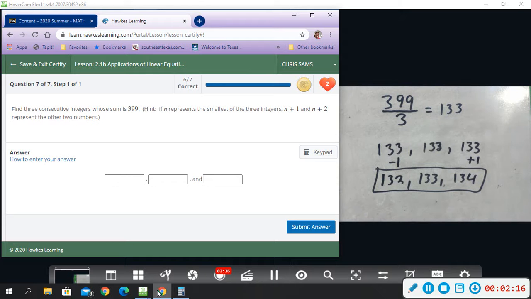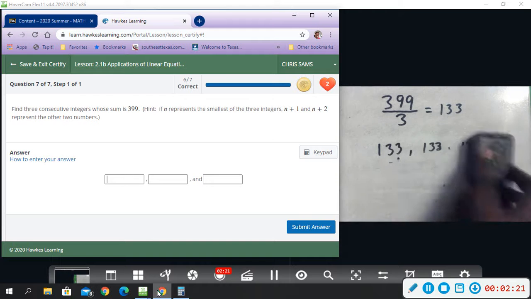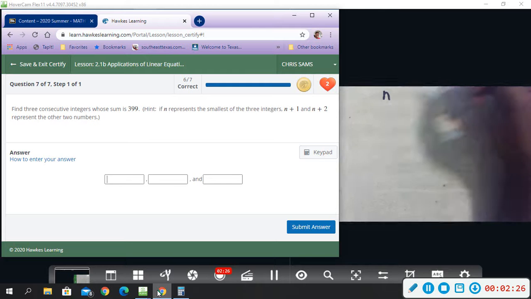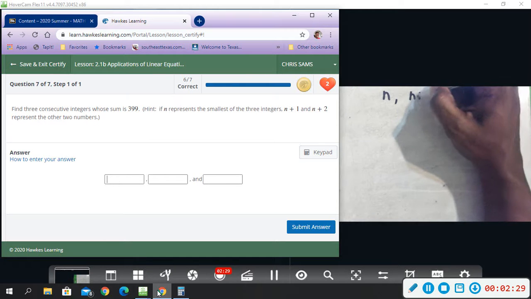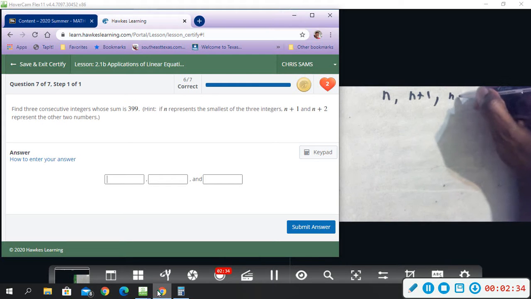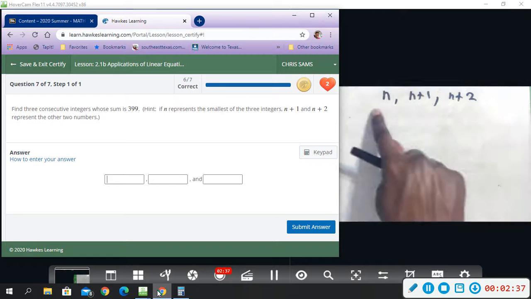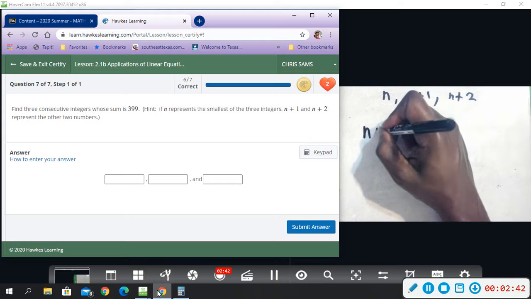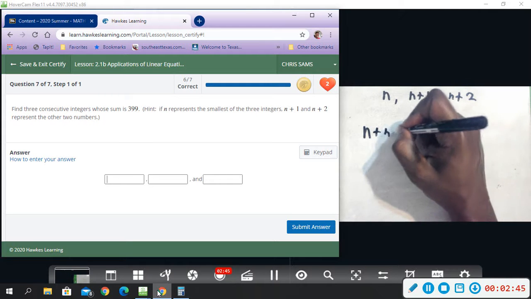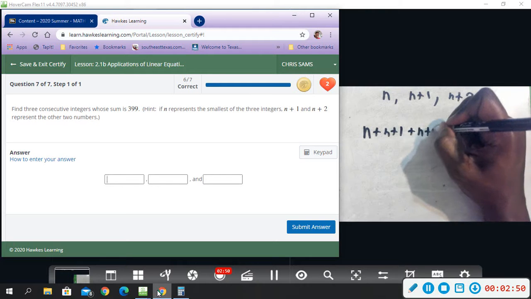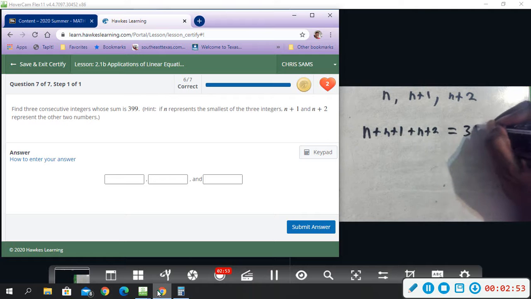The other way that the computer is suggesting is to solve an equation. So you would say one number is n. The next number is 1 more than that, so it would be n plus 1, and the next number is 1 more than this, so add 1 to this, and that gives you n plus 2. So these are the 3 numbers. Then we write an equation: n plus the n plus 1 plus the n plus 2, and we know the total is 399.